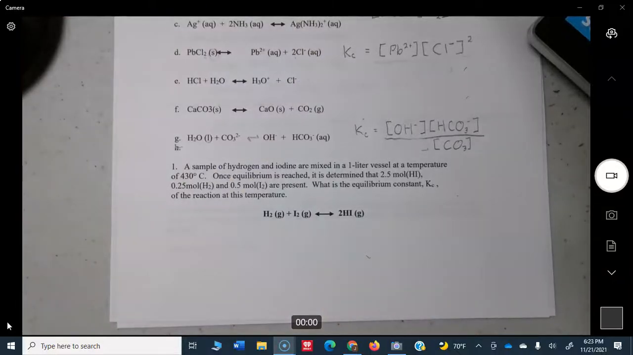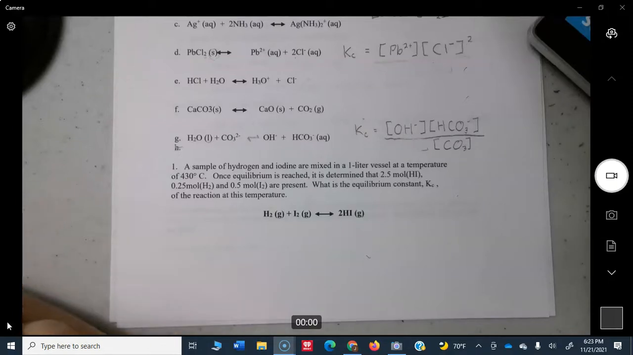A sample of hydrogen and iodine are mixed in a 1 liter vessel at a temperature of 430 degrees. The only significance of temperature is that it tells you that it's at a particular temperature. The temperature is not going to change. The number 430 doesn't go anywhere in the problem. It's just stated standard that you have to do these problems at a specific temperature.